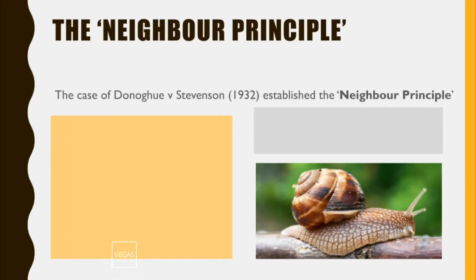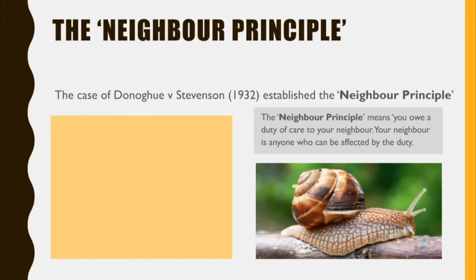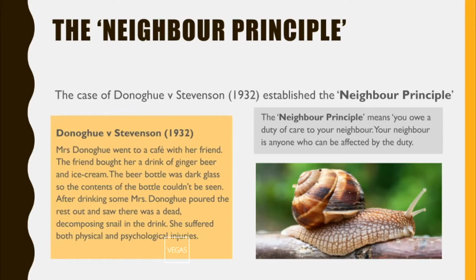So the neighbour principle is made from the case of Donoghue and Stevenson. The neighbour principle means you owe a duty of care to your neighbour, and your neighbour is anybody who can be affected by your duty.